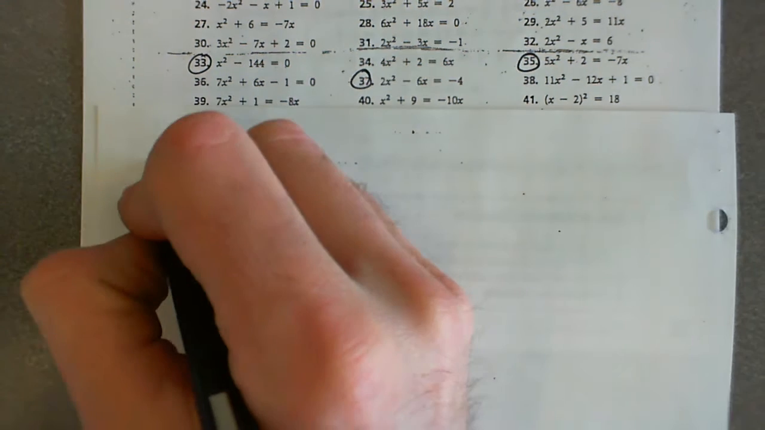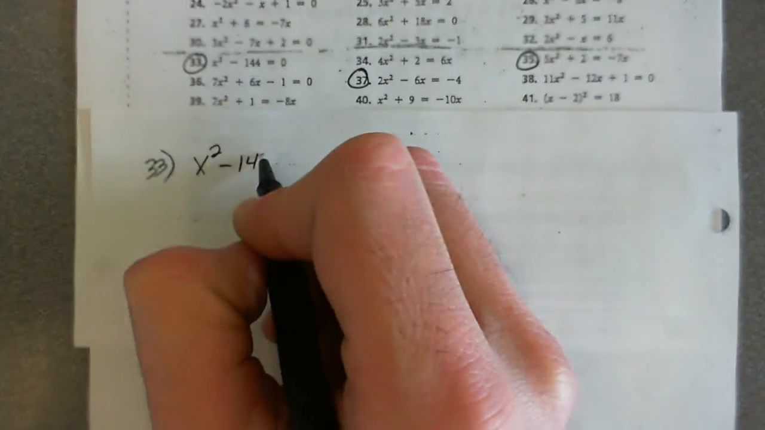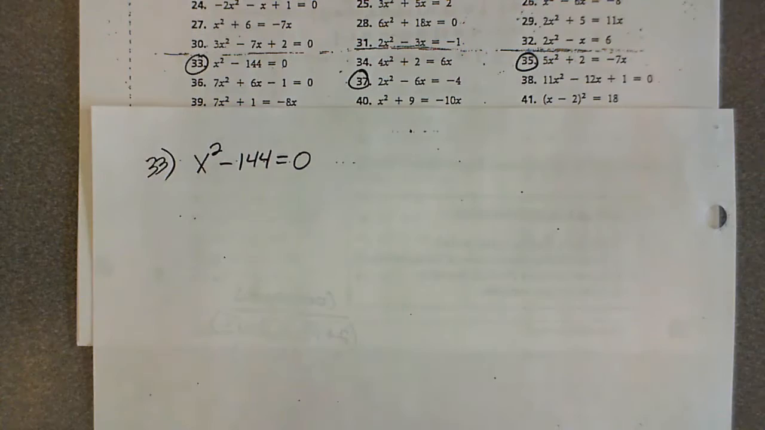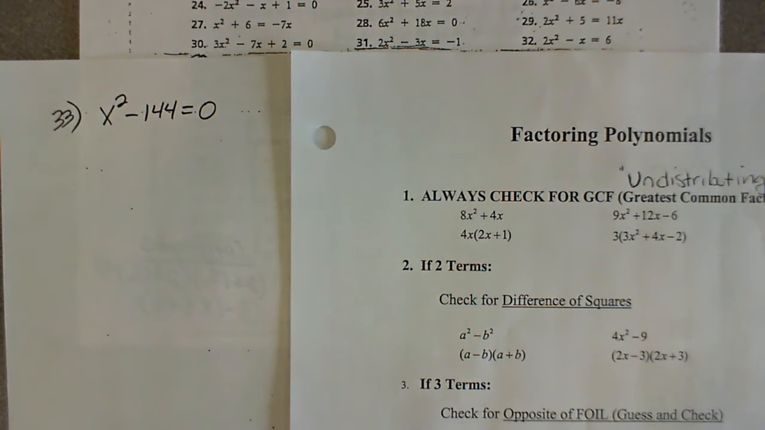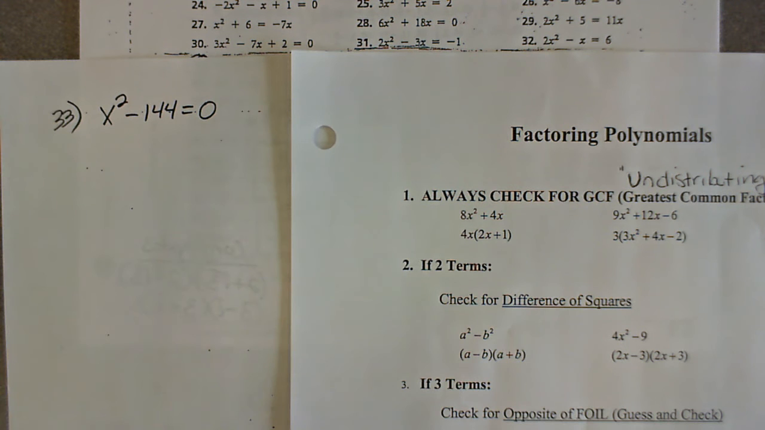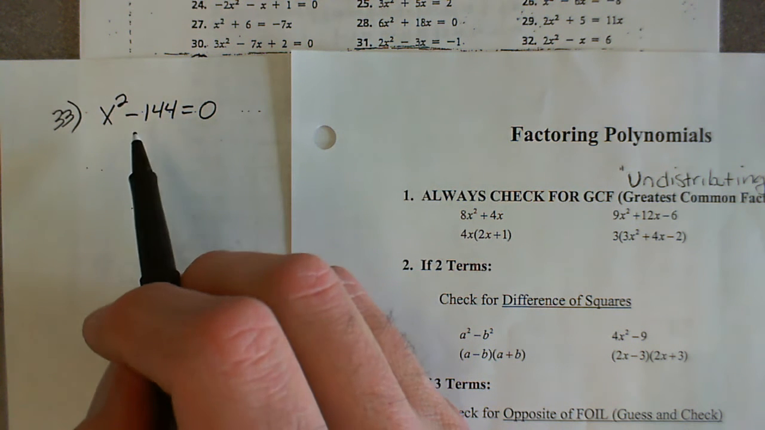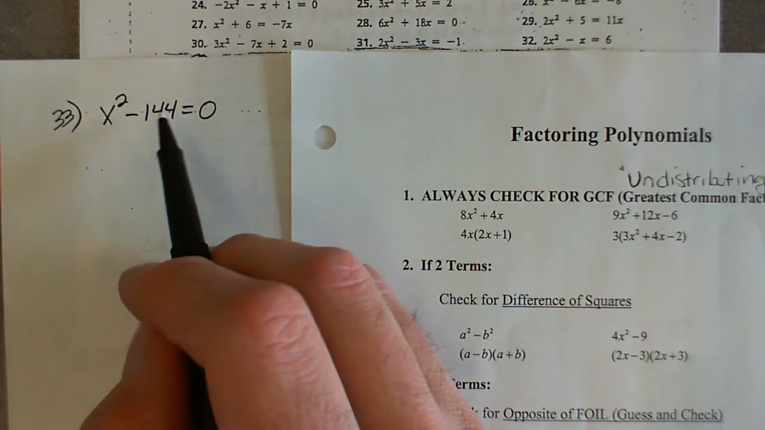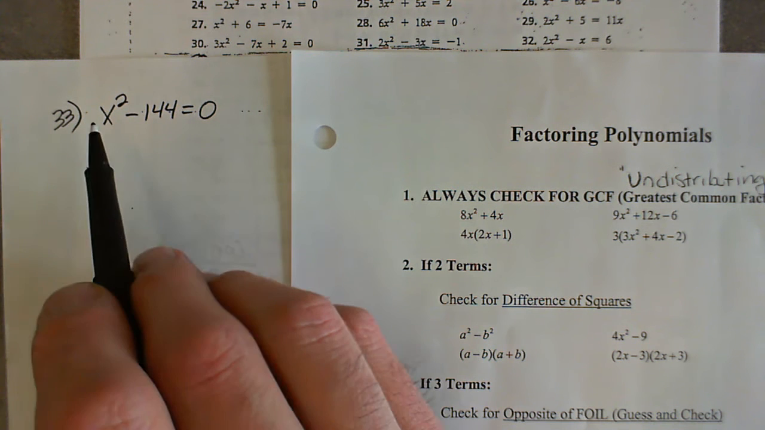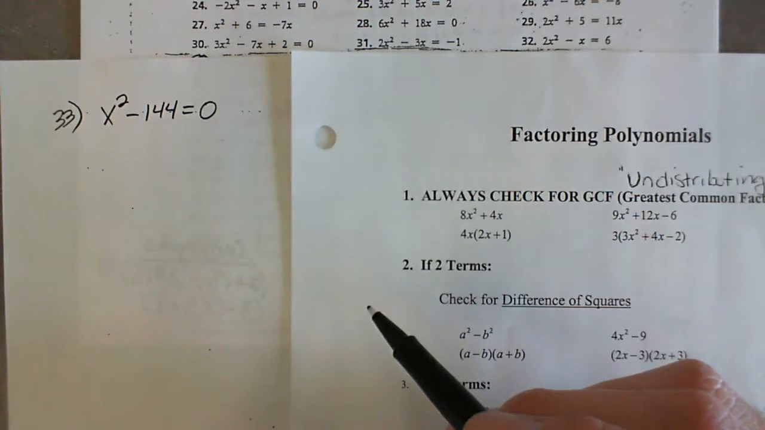So, number 33, we have x squared minus 144 equals 0. So here's our original problem. Now, we get our reference sheet out, and the first step says always check for greatest common factor first. So, we look at our whole numbers. We have a 1, x squared, and we've got a 144. Since we have a 1, there's no whole number that's a common factor. Since there's an x here but no x there, there's no variable as a common factor. So, greatest common factors out.